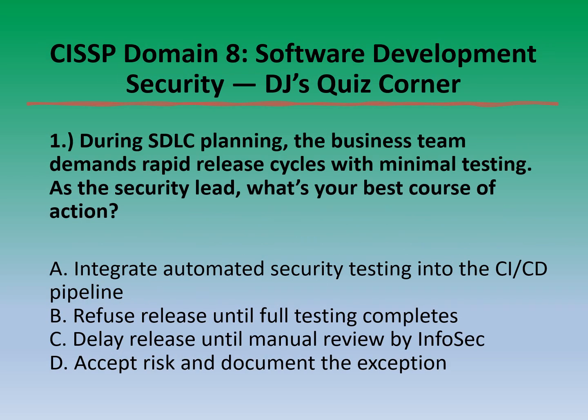Question 1. During software development lifecycle planning, the business team demands rapid release cycles with minimal testing. As a security lead, what's your best course of action? A. Integrate automated security testing into CI/CD pipeline. B. Refuse release until full testing completes. C. Delay release until manual review by InfoSec. D. Accept risk and document the exception.